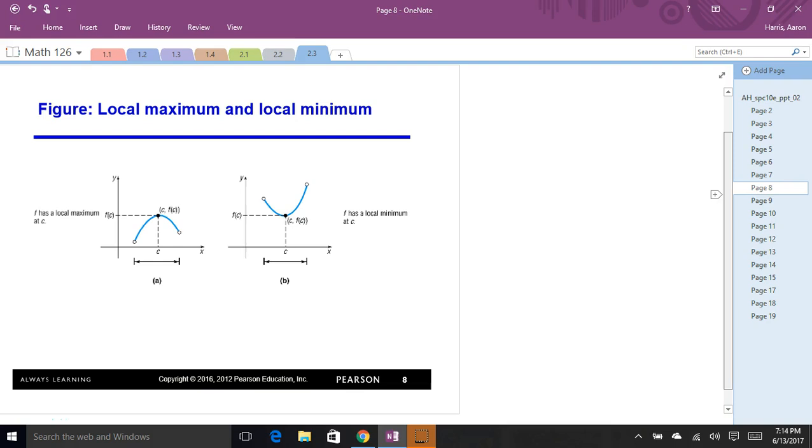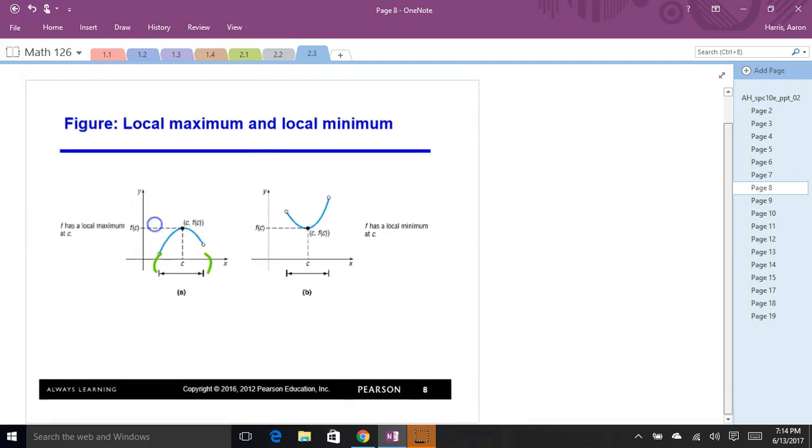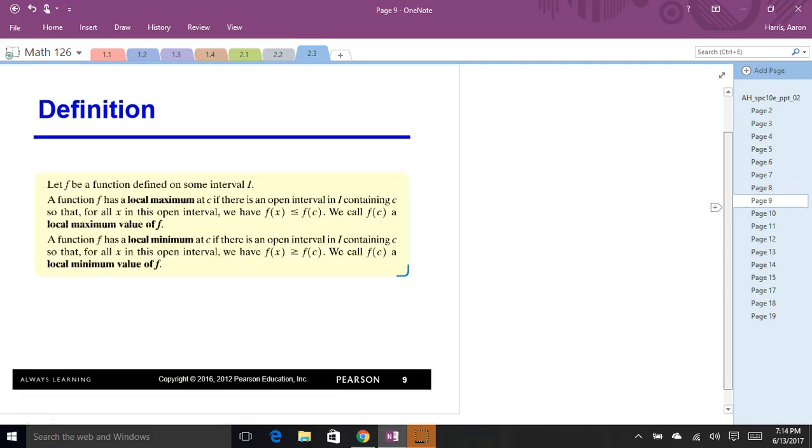So in an area, from this x to that x, a local max will simply be the highest point there, the highest y value. Right there, if you can see that. Whereas a local min, again, in an open interval, from there to there, do I have a lowest point? Well, right there's our lowest point. That's our local minimum.